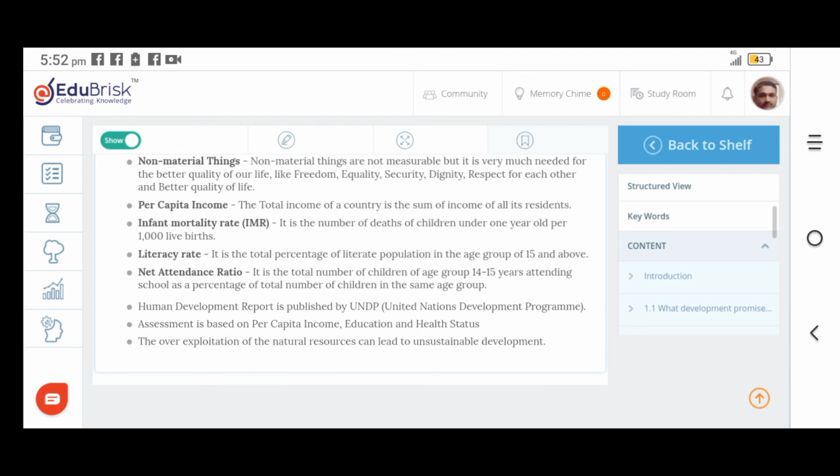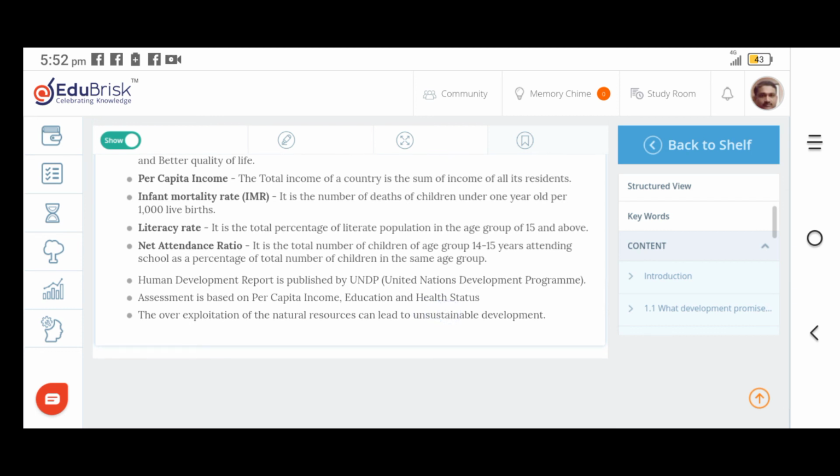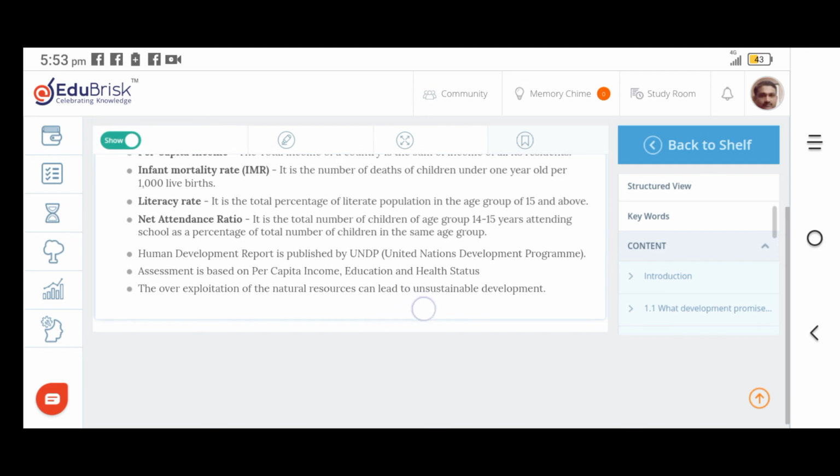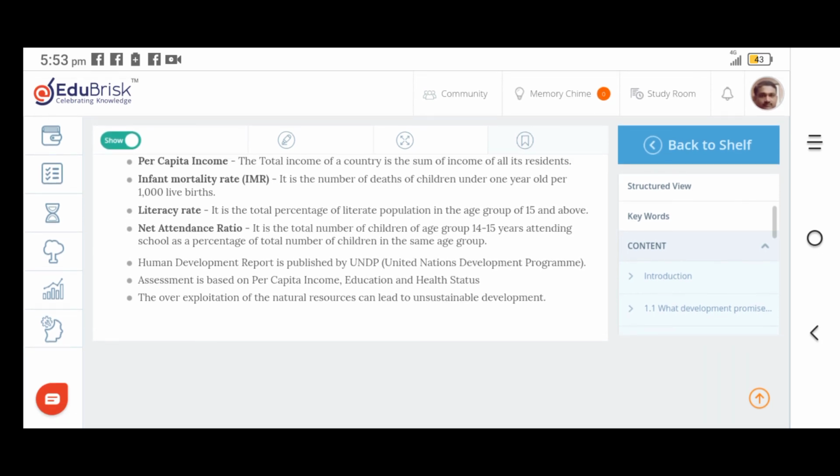Next, per capita income. What is per capita income? The total income of a country is the sum of income of all its residents, all individuals; we call it per capita income. Next, infant mortality rate. It is the number of deaths of children under 1 year old per thousand live births. Next, literacy rate. It is the total percentage of literate population in the age group of 15 and above. What is net attendance ratio? It is the total number of children in the age group 14 to 15 years attending school as a percentage of the total number of children in the same age group.